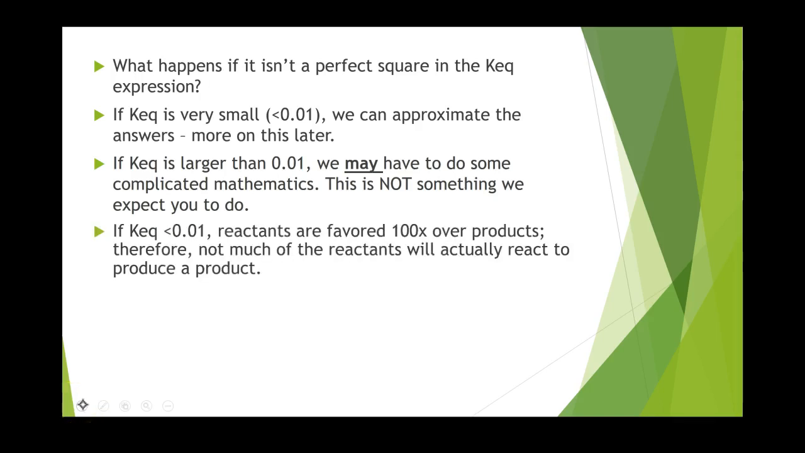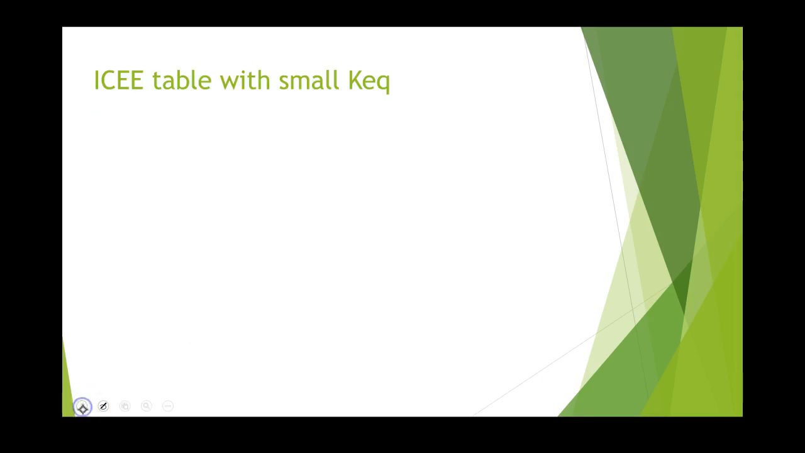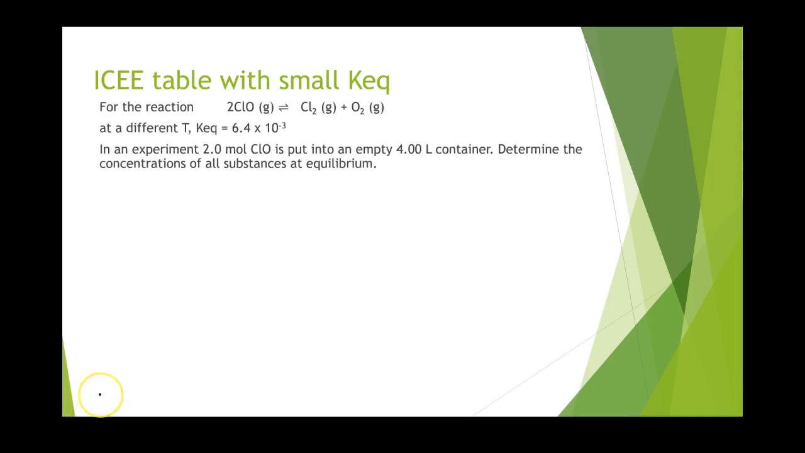So if the KEQ is very small, the reactants are favored very much over the products. The reaction is staying on the left side very much. And therefore, you can pretty much assume whatever the initial molarity of my reactant is, plus or minus X, this is still essentially just whatever the initial value is. You can ignore the X in the equilibrium. So for this one, KEQ is very small.